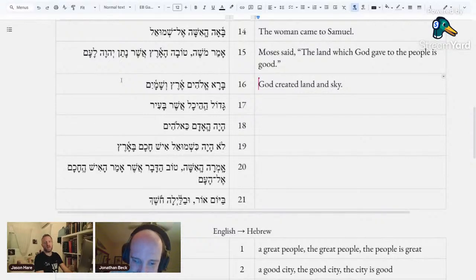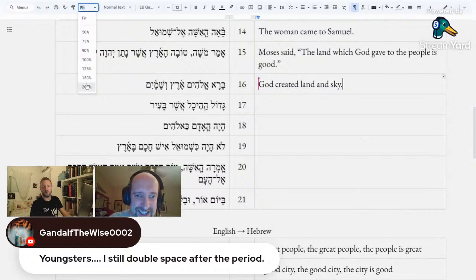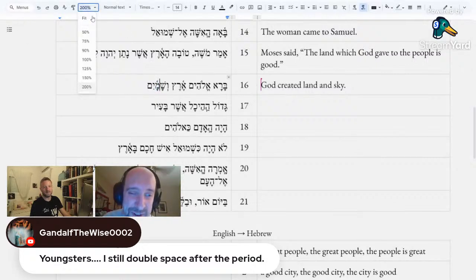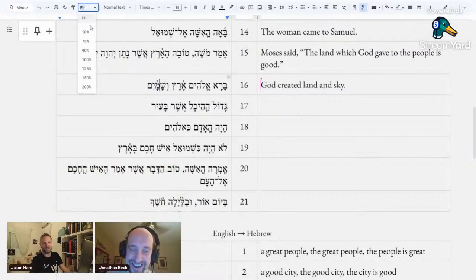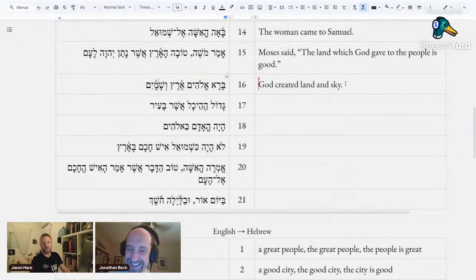We should note that Shamayim right there. I don't know if you can see that, but let's try to make it a little bit bigger. No, it won't go bigger, will it? Nope. Youngsters, I still double space after the period. I do too. I even double space in text after the period. That I do not do. I do one space after periods now. Yeah, well, I was convinced. Because I now see text and I see two spaces after a period, and it just feels so spaced out.